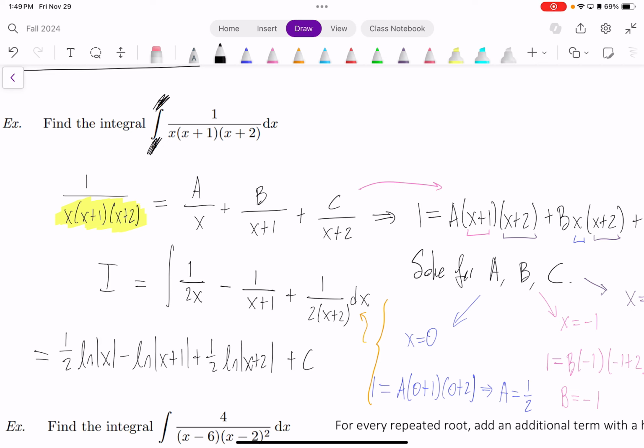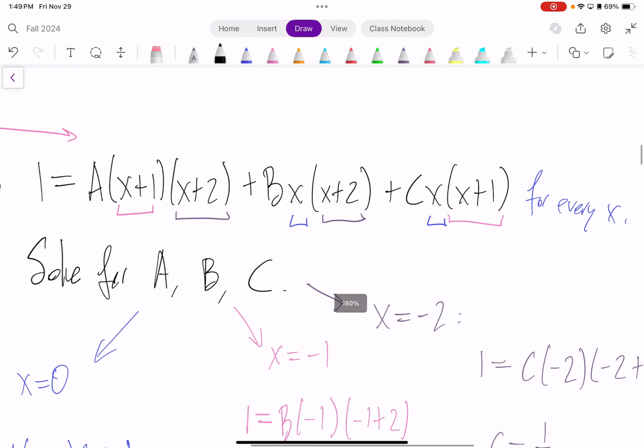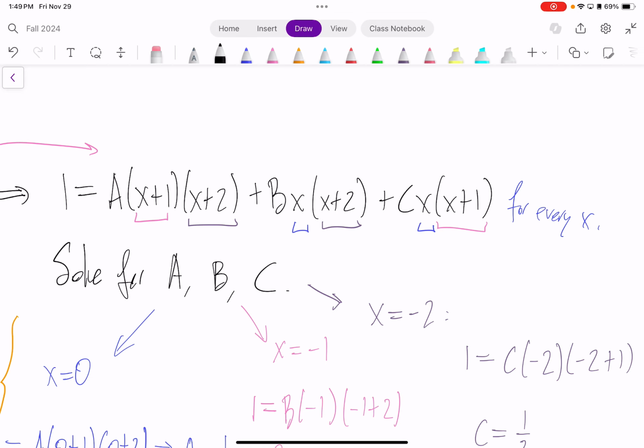Oh, yes. Shout, you're loud. How do we know to put -1 to solve for b? That's a great question. What we're noticing here is this equation holds for every single x, right? So what we're doing is we want to find the value of x which gets rid of everything else except b. So notice a and c both are multiplied by x plus 1, right? So if we set x to be equal to -1, that'll get rid of those a and c terms, and then we can solve for b. Does that make sense? Awesome.